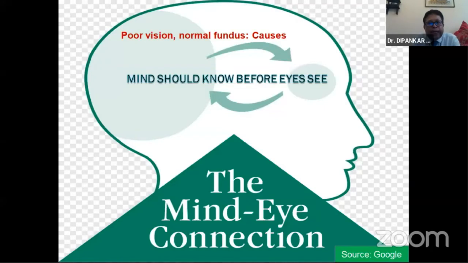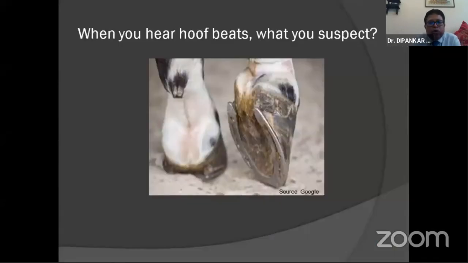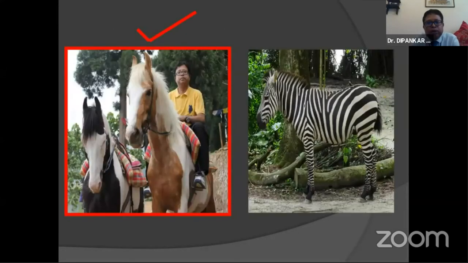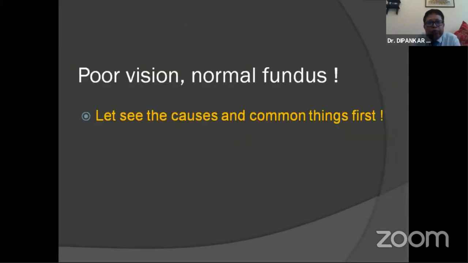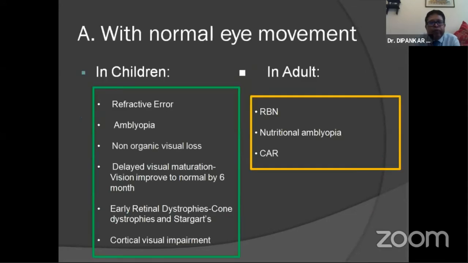Now we see the mind and eye connection, the poor vision with a normal fundus. What are the causes? The mind should know before the eye sees. So we should always remember this dictum: when you hear hoofbeats, what do you expect, a horse or a zebra? Horse is for common diseases and zebra would be a rare disease. Now, what are the common things that we see? For example, with normal eye movement in children, there may be refractive error or amblyopia that can give rise to low vision with a normal fundus.